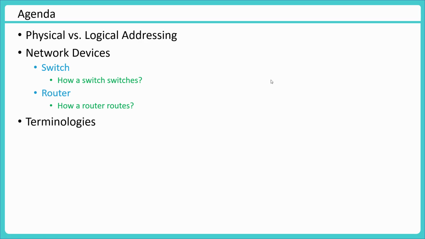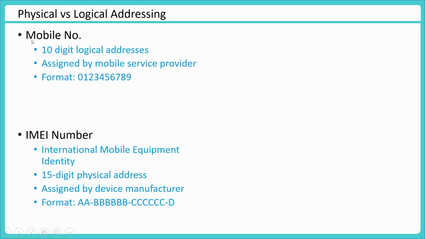We'll talk about two network devices, switches and routers. They are not the only two, there are more, and we will talk about some more common terminologies. Let's first understand physical versus logical addressing. If you are a mobile user, which I'm pretty sure you are, you get a mobile number. It is a 10-digit logical address which is given to you.